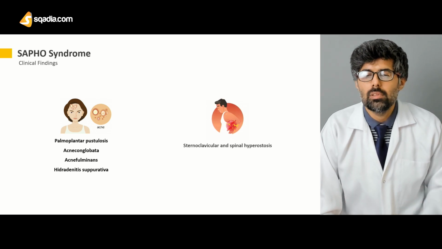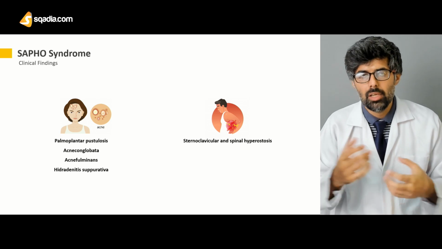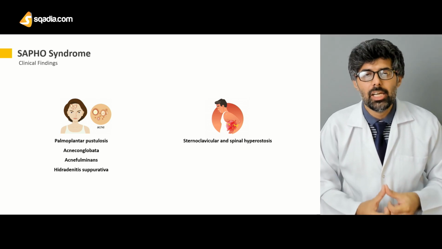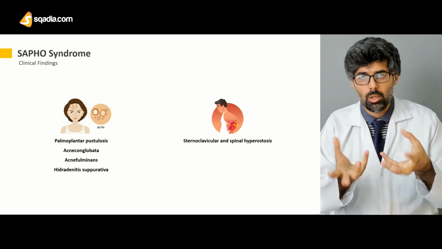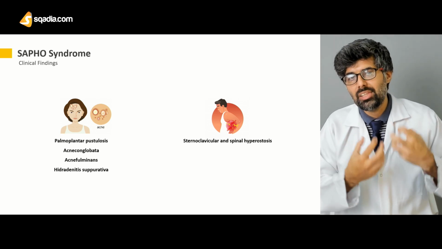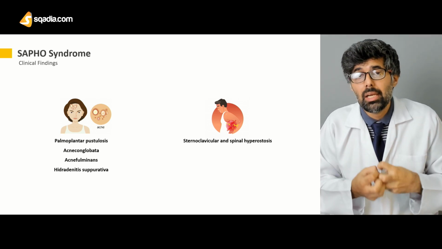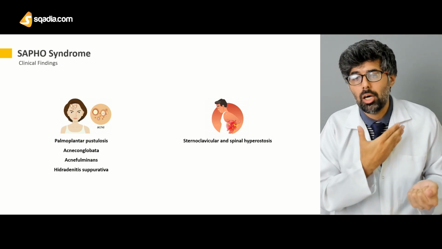Next, we have the sternoclavicular and the spinal hyperostosis. Now, the sternoclavicular is the area where the sternum and the clavicle join together. Now, this is a fibrous joint, and any outgrowth at this area will result in pain and the compression of both the jugular and the carotid arteries.